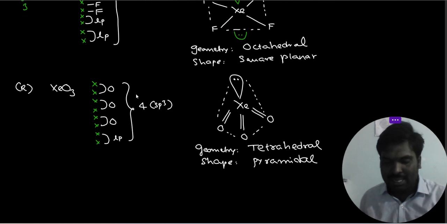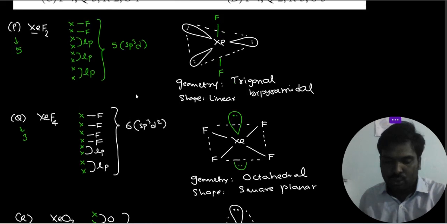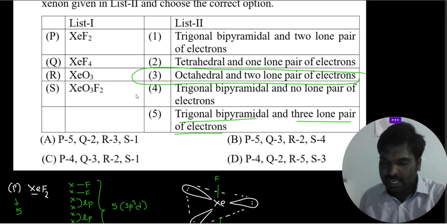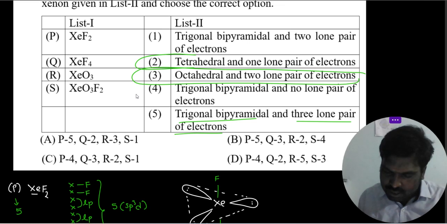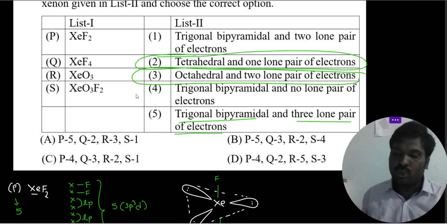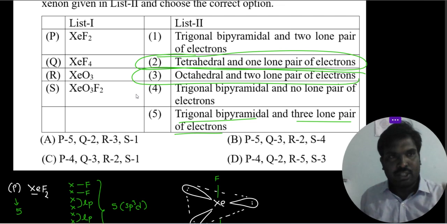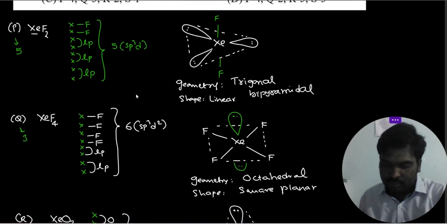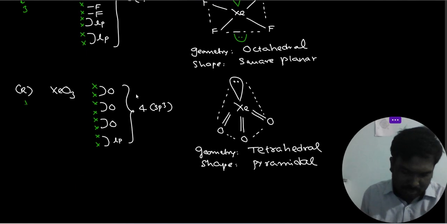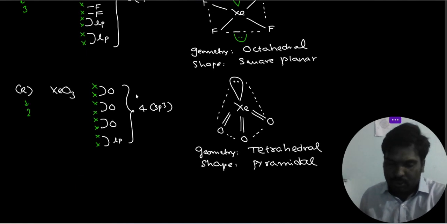Then which option is matching here? Here 3 bond pairs and 1 lone pair. On the central xenon atom 1 lone pair is present and the geometry is tetrahedral. So XeO3 is matching with option 2: tetrahedral geometry, 1 lone pair, pyramidal shape. So XeO3 is matching with 2. I hope everyone understood. Now coming to the last one.